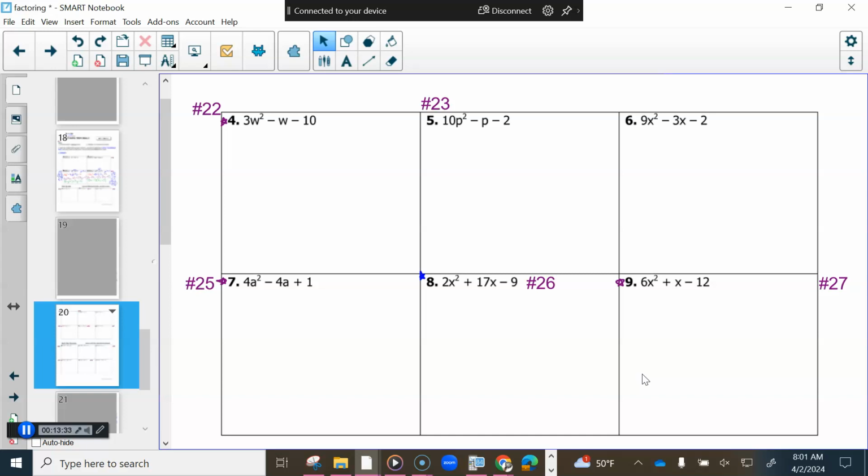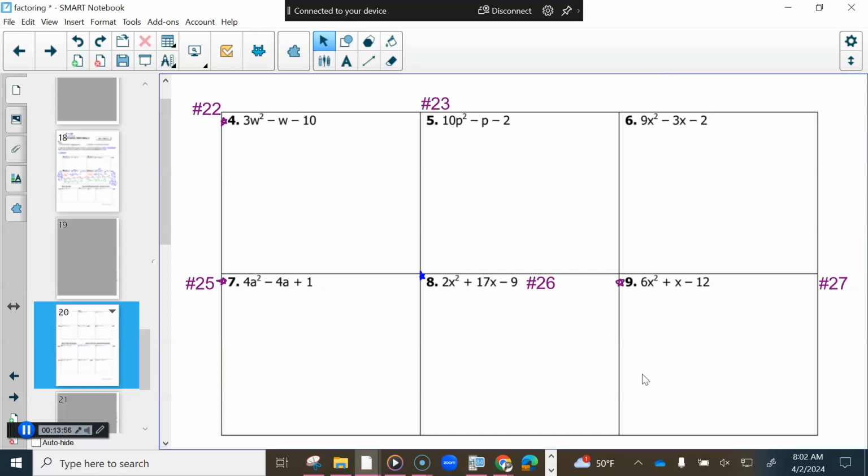Did you guys find where you made mistakes? Okay. Number 5, group 5. 2p minus 1 and 5p plus 2. Did you all get the same thing? Yes. Did you have any questions?